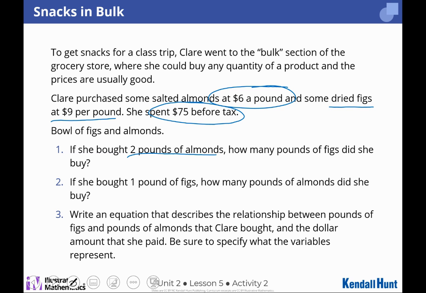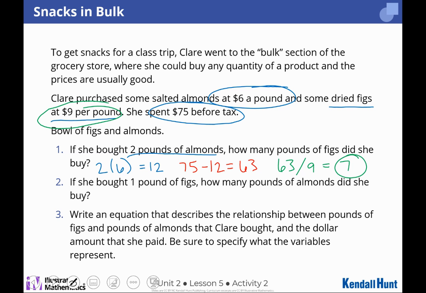So we talked about this already. 2 pounds of almonds is going to cost her $12. 2 pounds at $6 a pound is $12. So if she spent $75 altogether and $12 from the almonds, she has $63 left to spend on figs. And so from that $63, if figs are $9 a pound, we're going to divide that and you get 7. So she's able to buy 7 pounds of figs if she bought 2 pounds of almonds.